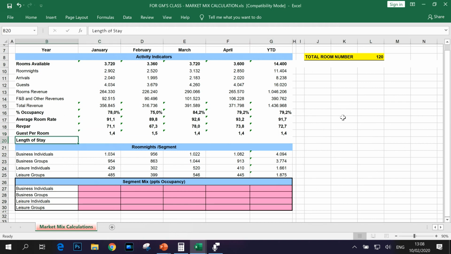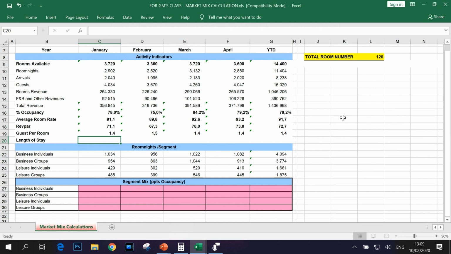Let's calculate length of stay. So we want to find out this time how many nights our guests usually stay. Is it 1 night or 2 nights, 3 nights? If it is a resort, maybe the length of stay could be 5 nights, 6 nights, even 2 weeks. If it is a city hotel, many guests will only stay for 1 night or 2 nights. Let's see how this hotel is performing in terms of length of stay.